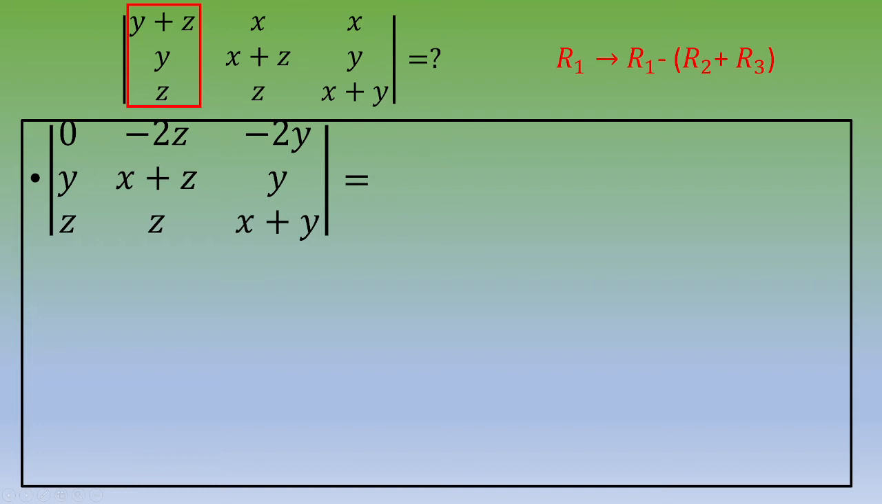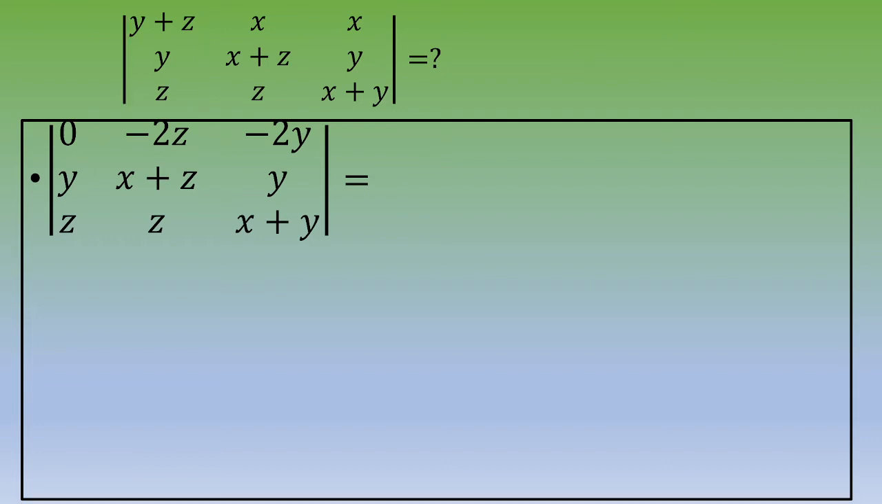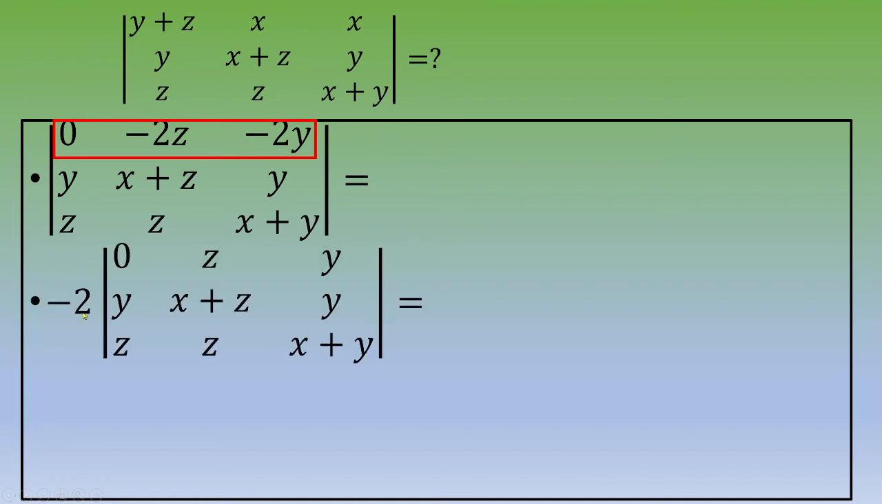Now we can notice that in row number 1, all these terms are multiples of negative 2. So I can put this number, negative 2, in front of the determinant, but I need to divide all these terms by negative 2 at the same time. So we get a new row number 1, which is 0, z, and 1.